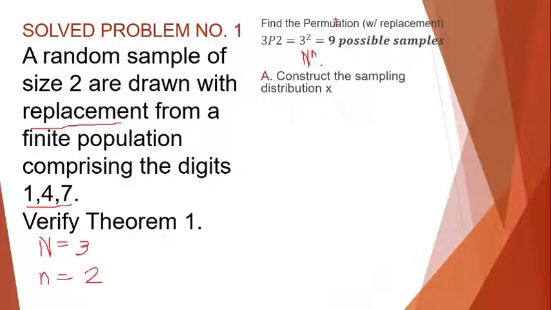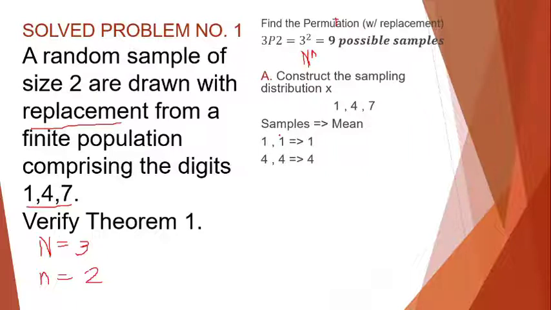Construct the sampling distribution of X for 1, 4, and 7. Samples and the mean. 1 and 1. Why is 1 considered the mean? Because 1 plus 1, we are going to find the mean. 1 plus 1 is 2, not 11. So 2 divided by 2 is 1. 4 plus 4 is 8.